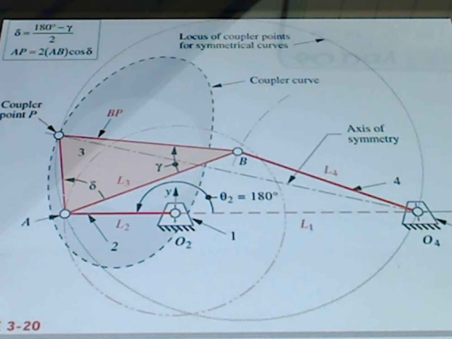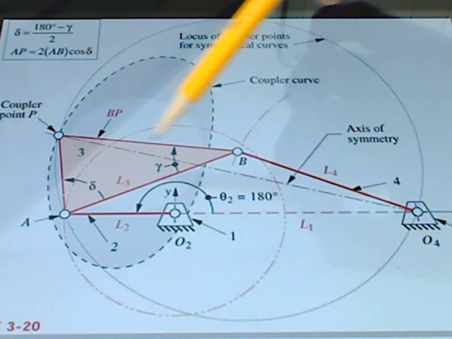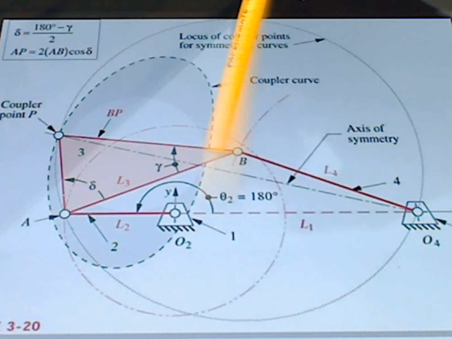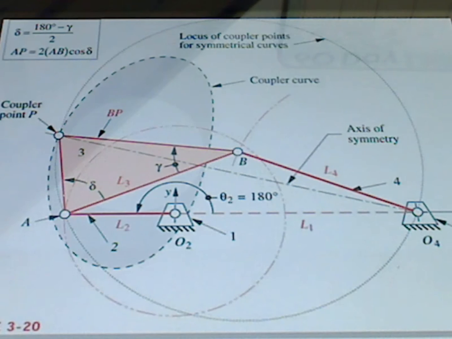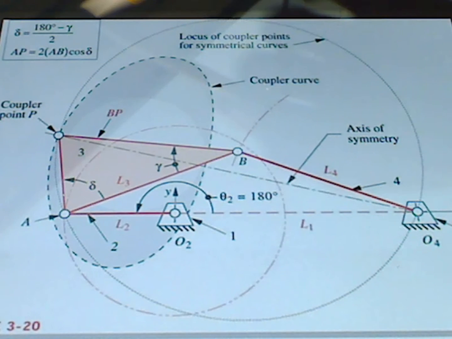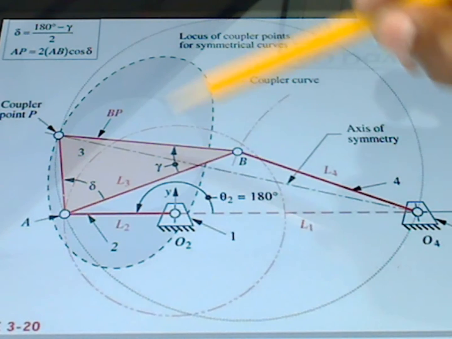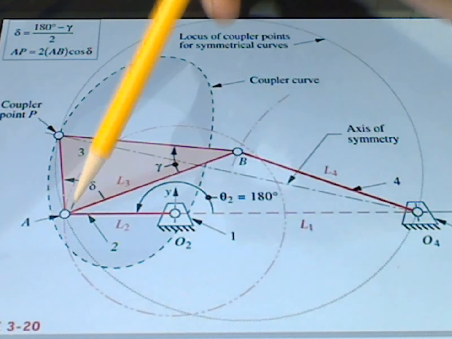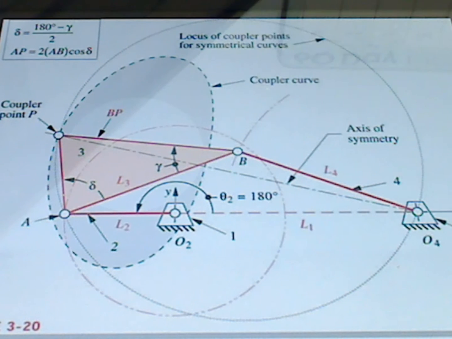You can see some of the values that we talked about previously. We talked about an angle gamma, which was on the y-axis, and we talked about the ratio L1 over L2, which is equal to 3.5 for the particular curve that we're going to draw out. You also see some equations here, which relate this angle delta to our angle gamma, and our length AP to our coupler length.